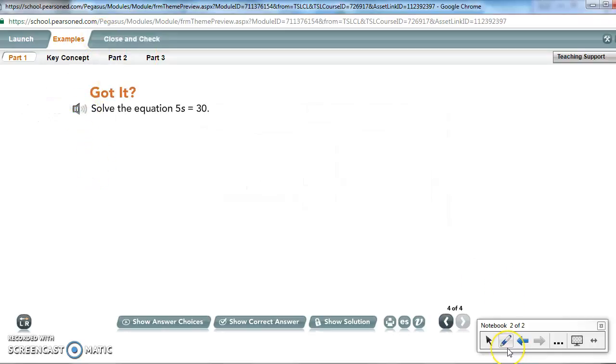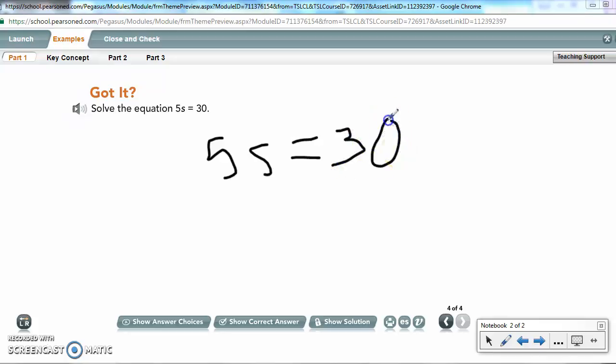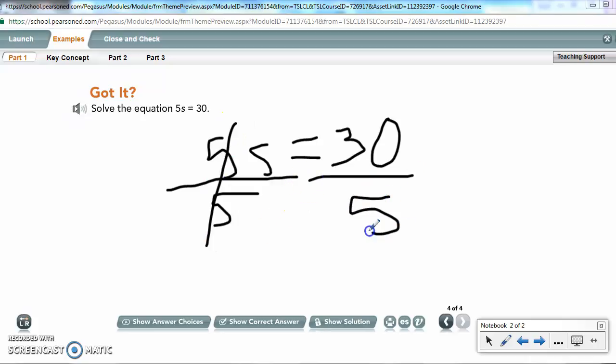Solve the equation 5 times s equals 30. If I have 5s equals 30, my first step is to identify what operation I'm using. Next to the letter s, we have a number. A number next to a variable means multiply. What's the opposite, or inverse, operation of multiply? Divide. If I divide by 5 here to get s by itself, I also need to balance my beam and divide by 5 here. What is 30 divided by 5? 30 divided by 5 is 6. So s is 6. Go ahead and copy this down.